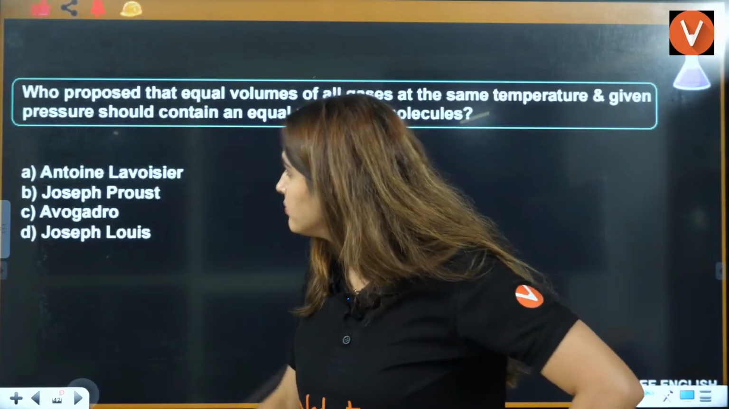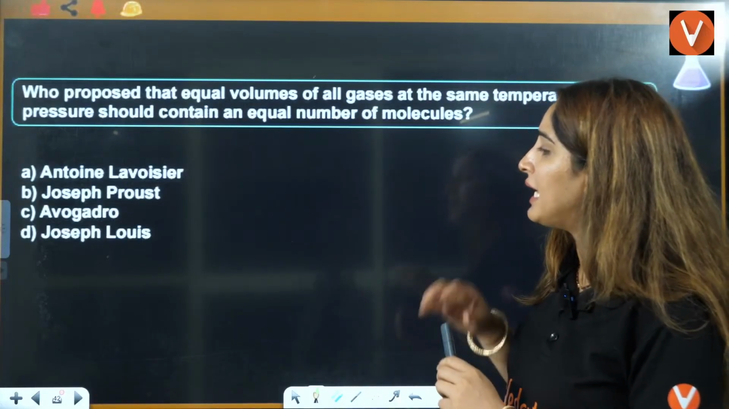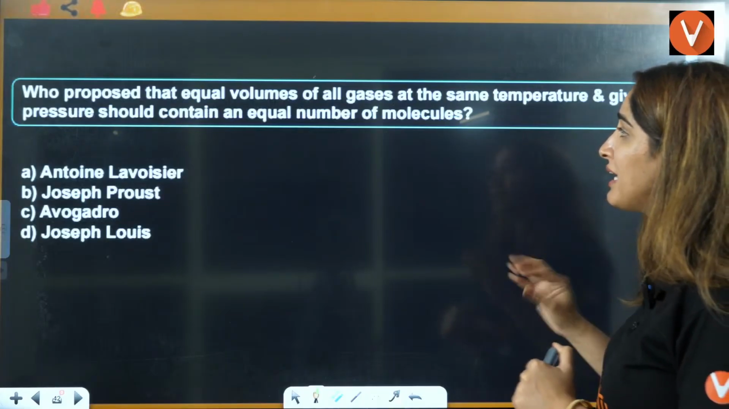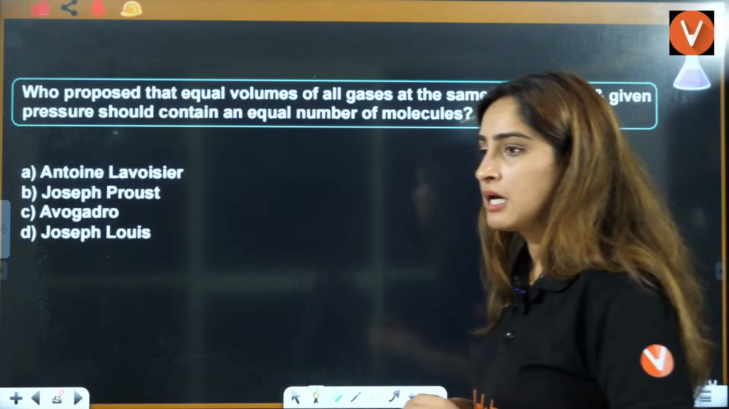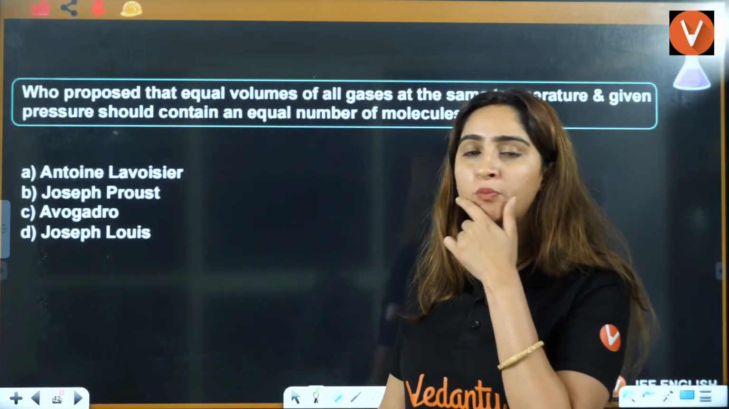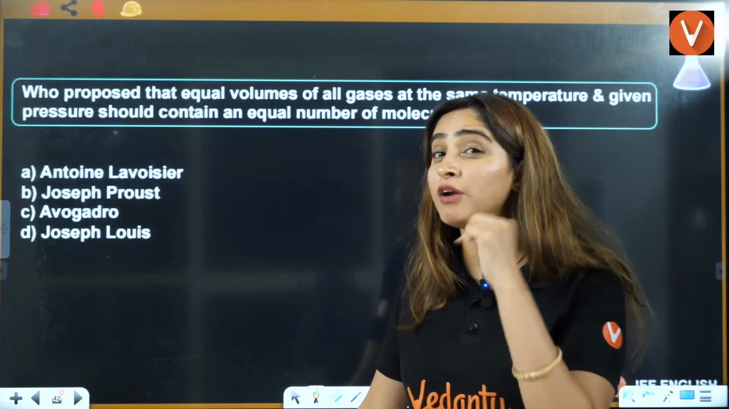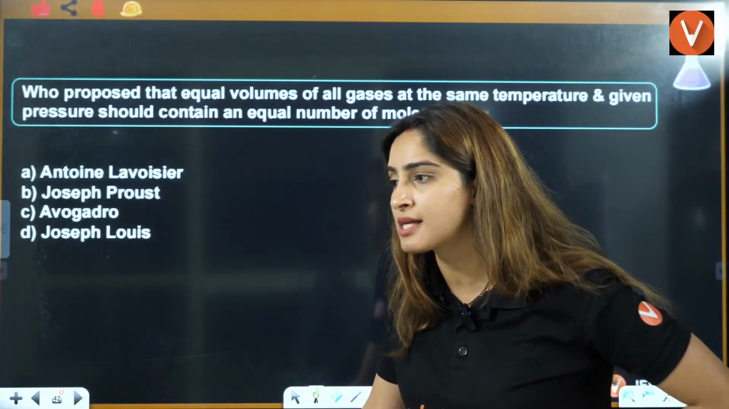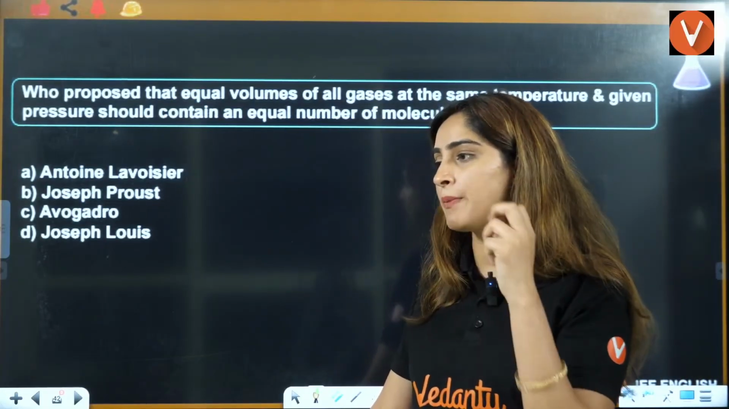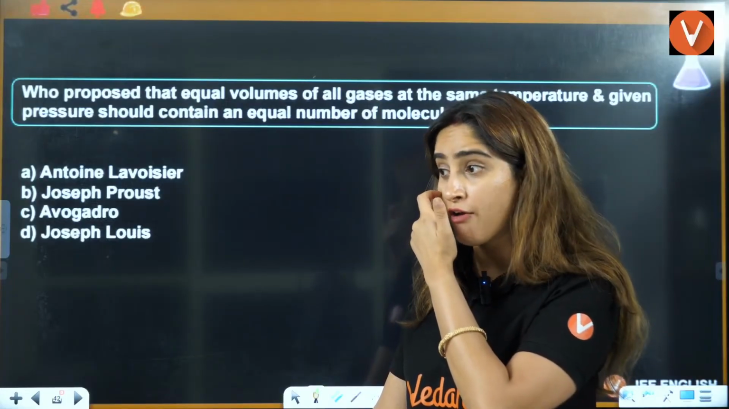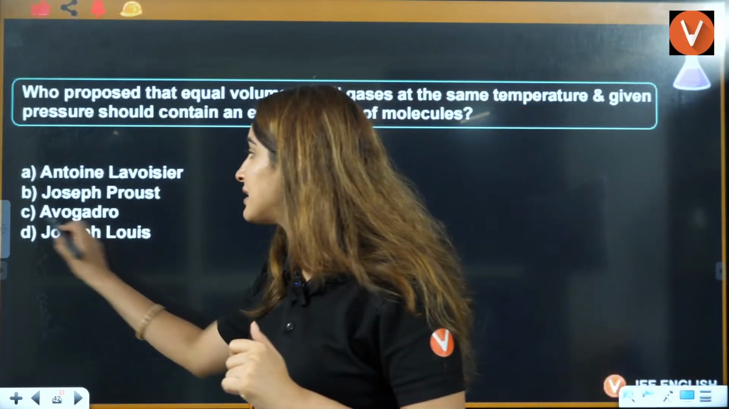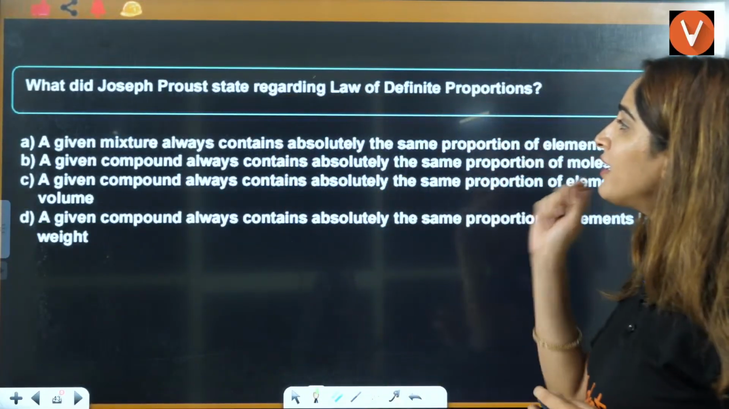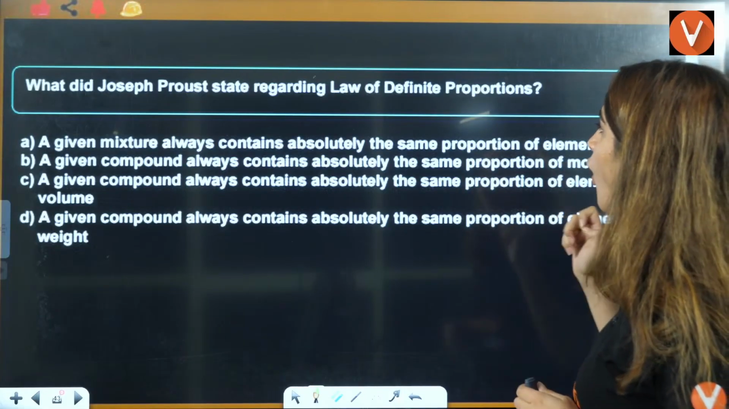Right? Now, next is who proposed that equal volumes of all gases at the same temperature and given pressure should contain equal number of molecules. Now, equal number of molecules is proposed by which of the following? Equal volume will contain equal number of molecules. If the volume is doubled, molecules will be doubled. The scientist, the fifth law we studied. Very good. The answer is C, that is Avogadro's law, right?